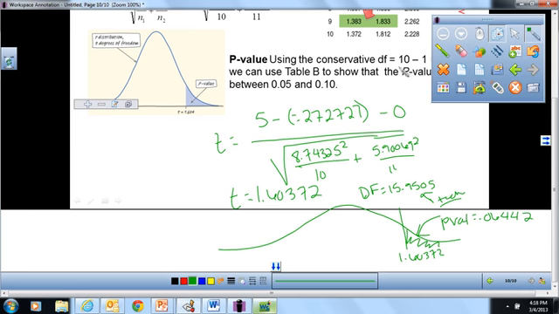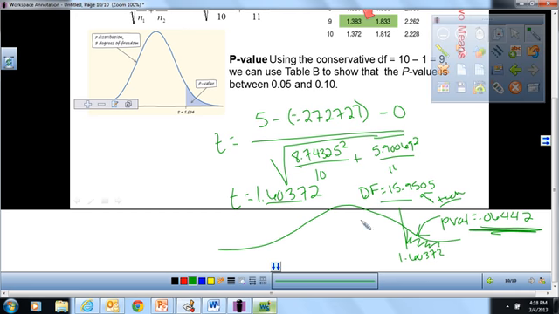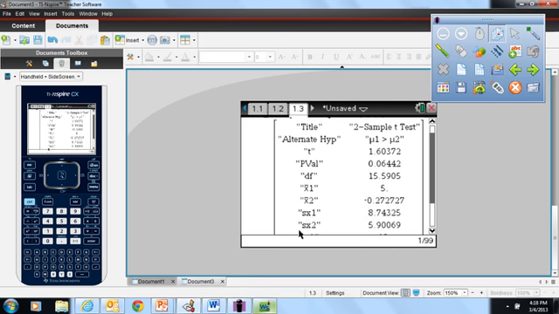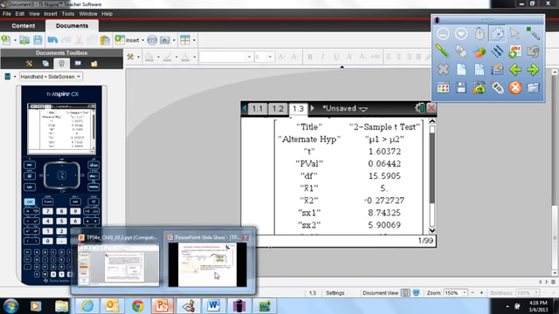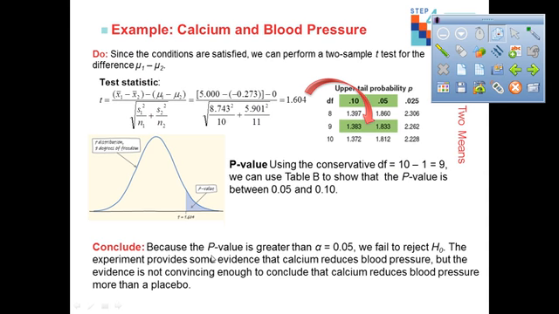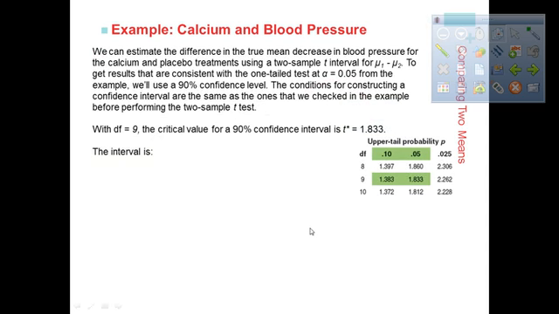They're showing you that they went with 9 degrees freedom, and it's between 0.05 and 0.1, which is true, it is there, but we're getting the exact value. So as long as you have your t-statistic, your degrees freedom, your curve drawn with your label, and your p-value, you're good. I'm not going to make you write the t-CDF part. All right? So because the p-value is greater than alpha, we fail to reject H naught. Okay, it doesn't give enough evidence that calcium reduces blood pressure.